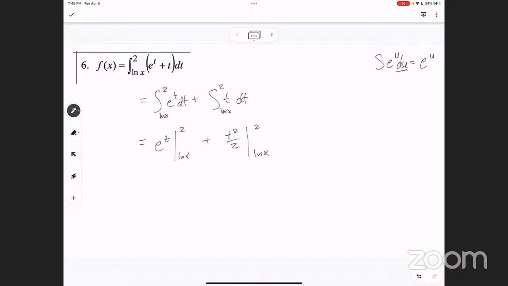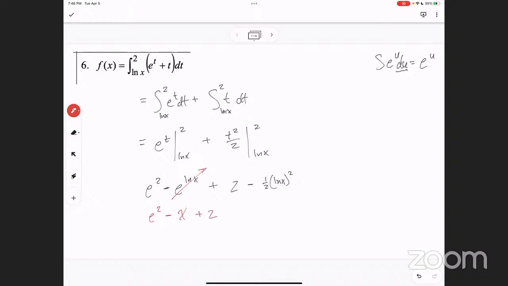So now we plug those in. This is e to the 2 minus e to the ln of x, which is going to simplify. We'll do that in a second. Plus 2 squared over 2, which is 2, minus 1/2 ln of x squared, which we can simplify as well, right? So e to the ln x just simplifies to x. So it's e squared minus x plus 2.